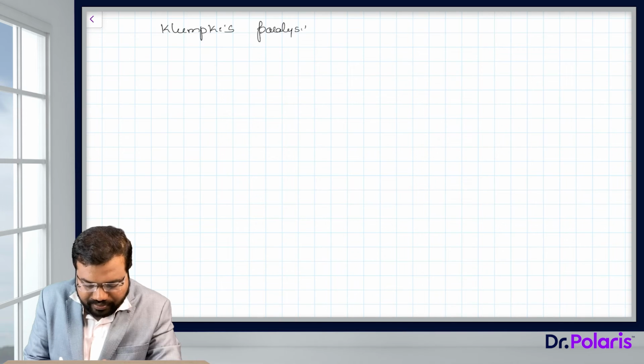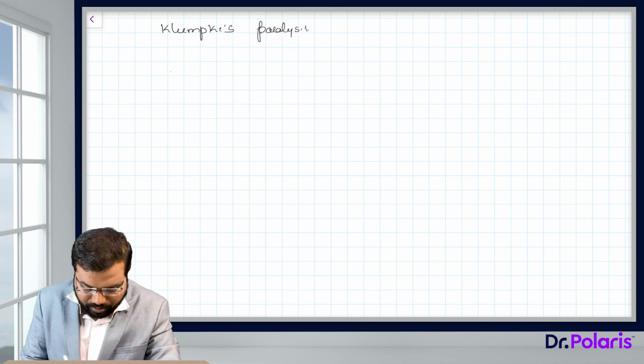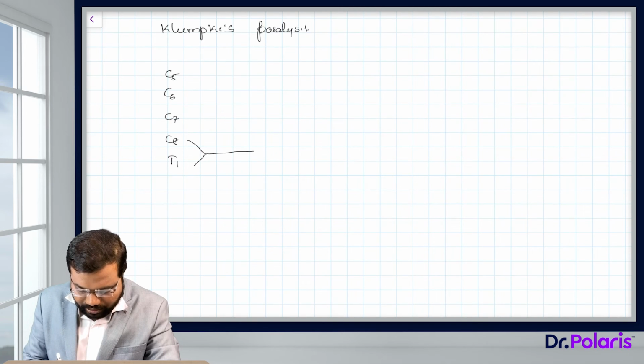Klumpke's paralysis. How is the lower trunk formed? It is formed by C8 and T1 together. There are no branches here, and it again consists of an anterior division and a posterior division.